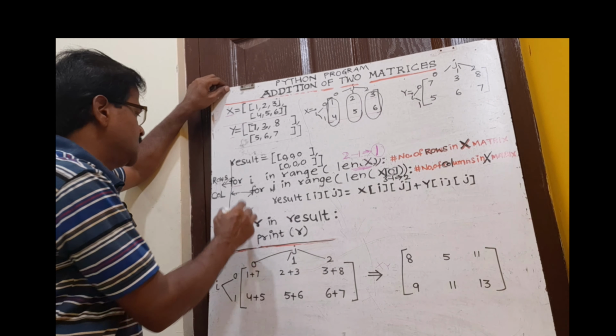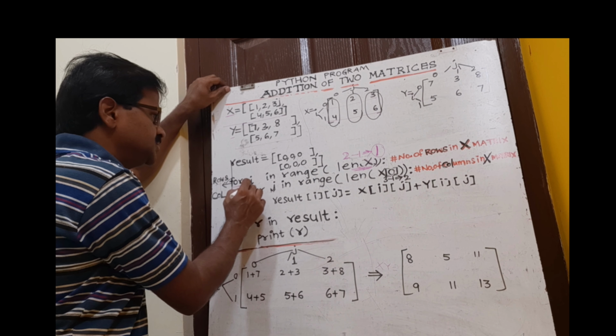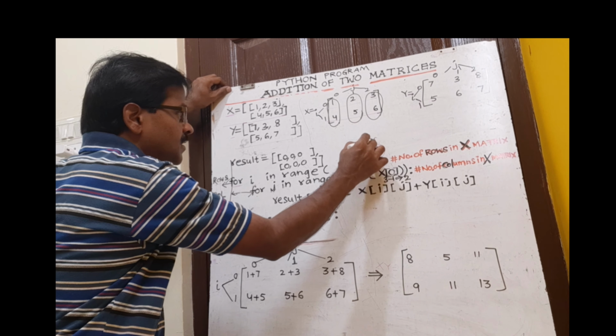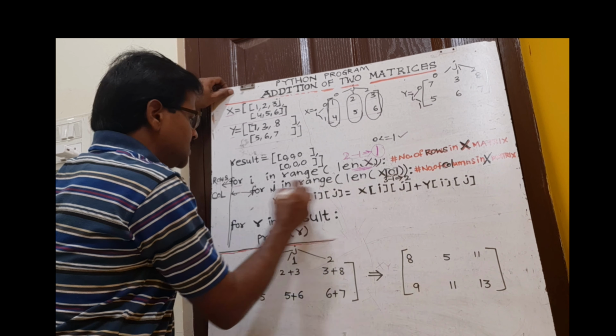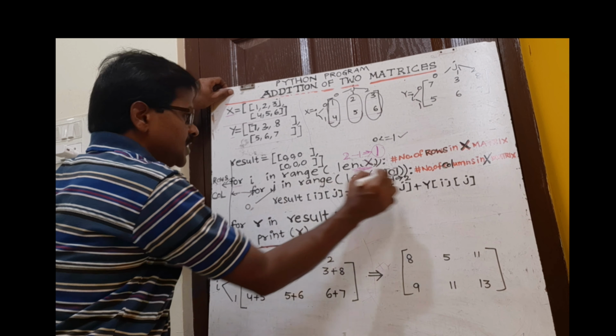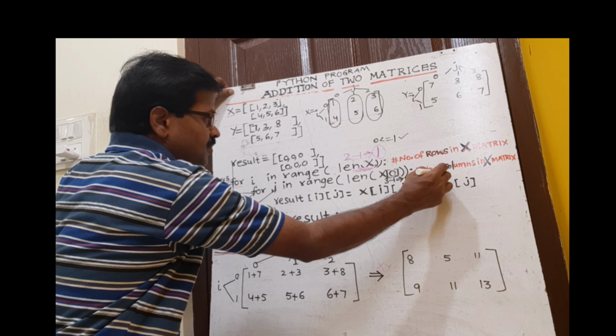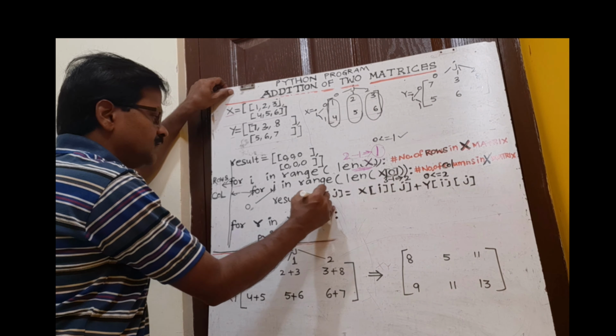So here this i by default is 0. 0 less than or equal to 1? Yes. And j by default is 0 only. So 0 less than or equal to 2? Yes, true.